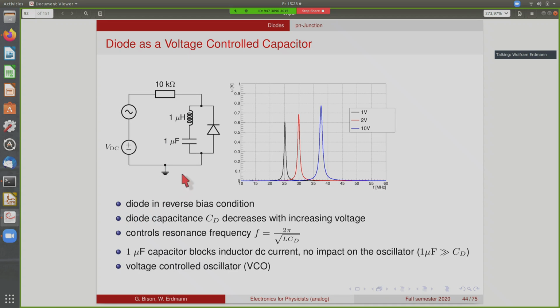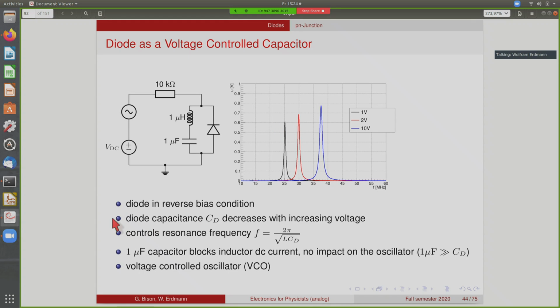So we have to put this into reverse bias. We do that by this DC voltage here, and we add to this DC voltage some oscillator voltage and look at the frequency response of the circuit. And this is shown here, for different values of the DC voltage, which then change the capacitance of the circuit, and changing capacitance here means that we see a different resonance.